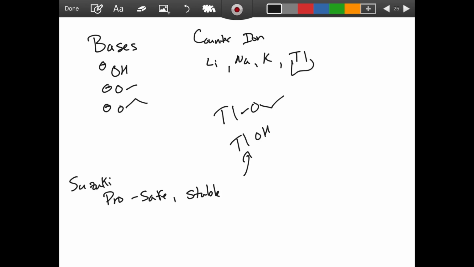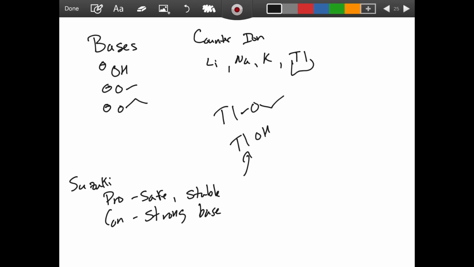Right? It's safe, it's stable. So boron's not bad for you. The starting materials are stable. The con is you have to use a strong base. So if your compound's not stable to base, you are not going to be able to use these conditions.